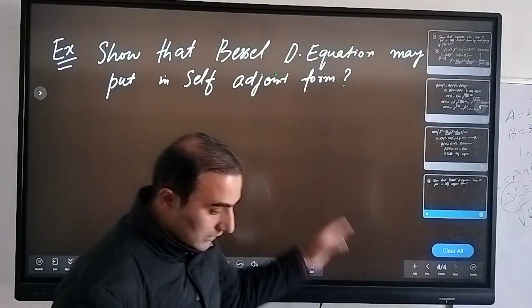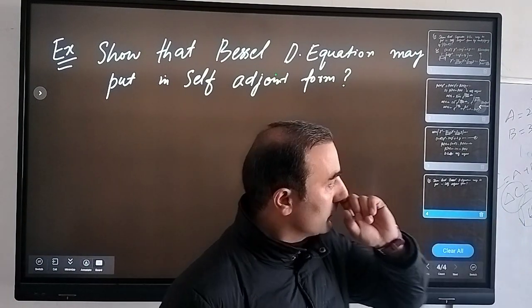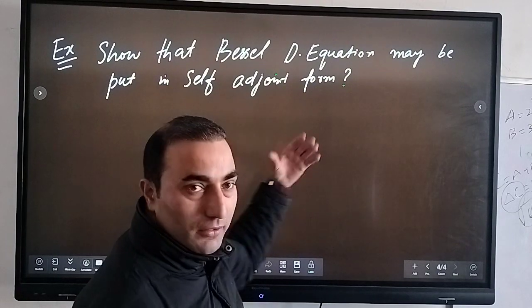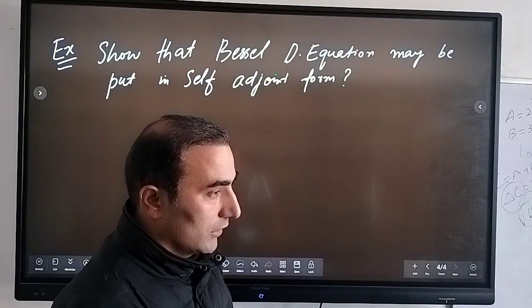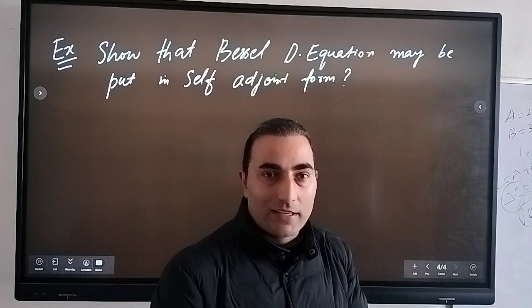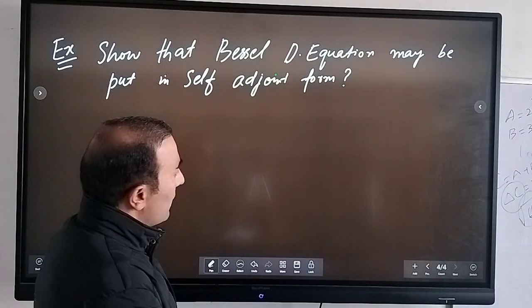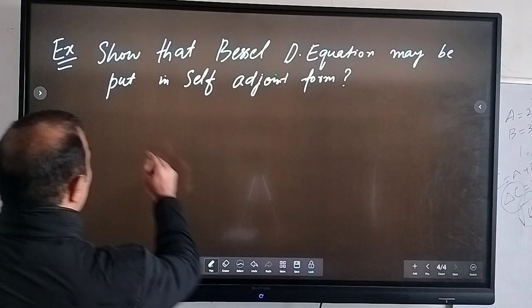So the question says, it is basically a repetition. We're again discussing the same method, but for a second kind of differential equation, right? The question says: show that the Bessel differential equation may be put in this self-adjoint form. So first of all, we know the form of the Bessel differential equation. Let me write it first.